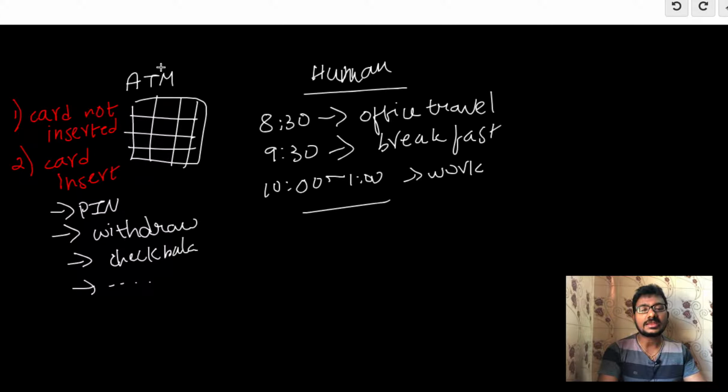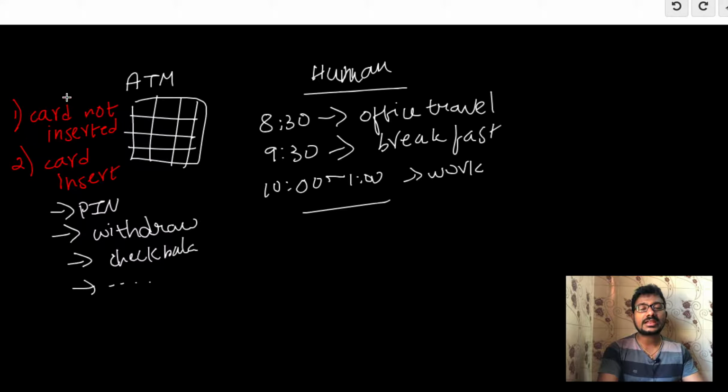So let's consider an ATM machine. Suppose you are trying to withdraw some amount from an ATM machine. What you need to do is insert your card, then enter your PIN, and then enter the amount that you need to withdraw, and then that machine will give back the required amount if all the criteria are satisfied.